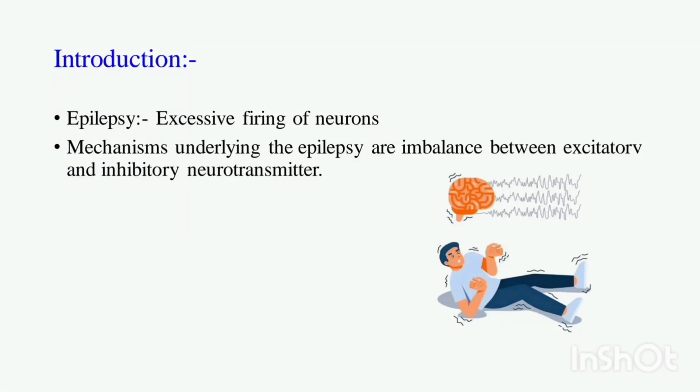First of all, what is epilepsy? Epilepsy is the excessive firing of neurons. The mechanism underlying epilepsy is an imbalance between excitatory and inhibitory neurotransmitters.